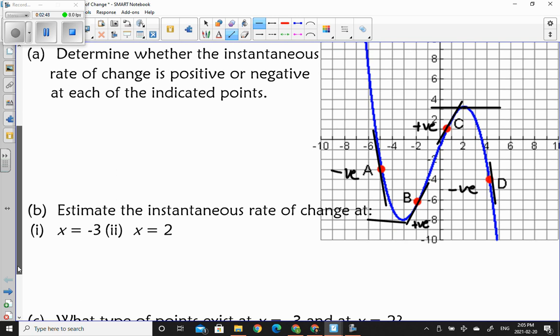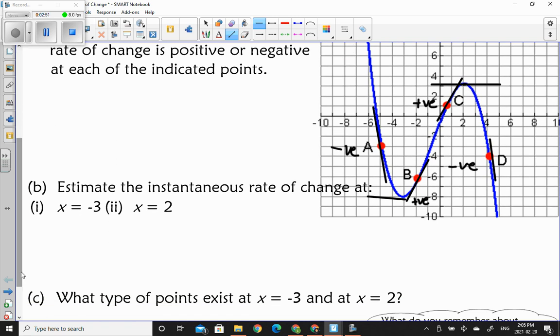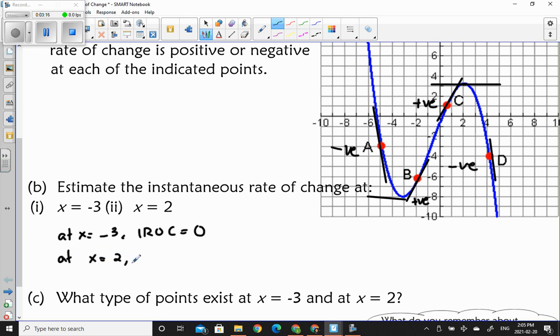So part B of this question asks, estimate the IROC at x equals -3 and at x equals 2. And if you look at the graph here, -3 and 2 are the x values where the minimum and maximum values occur. So you know that the IROC values at those points are going to be 0. So at x equals -3, the instantaneous rate of change is 0. Similarly, at x equals 2, the IROC value is also 0. So x equals -3 is a minimum point, and x equals 2, which is right here, is a maximum.